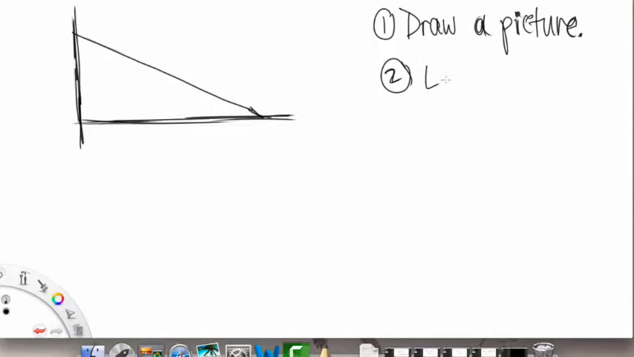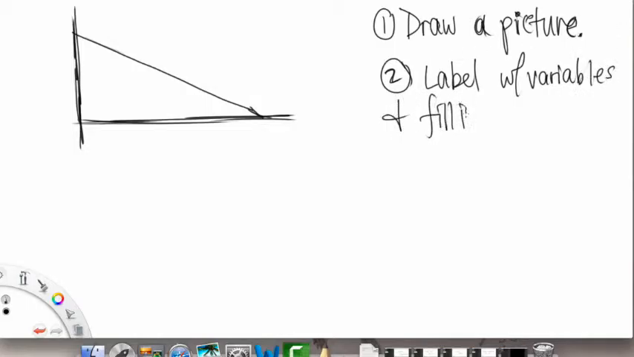Step number two is to label this picture with variables, and fill in the values of what you know, so fill in what you know or are given. First of all, let's label these with variables. I'll label the sides A, this is B, and the hypotenuse is C. And then we're also going to label with variables and fill in what you know.